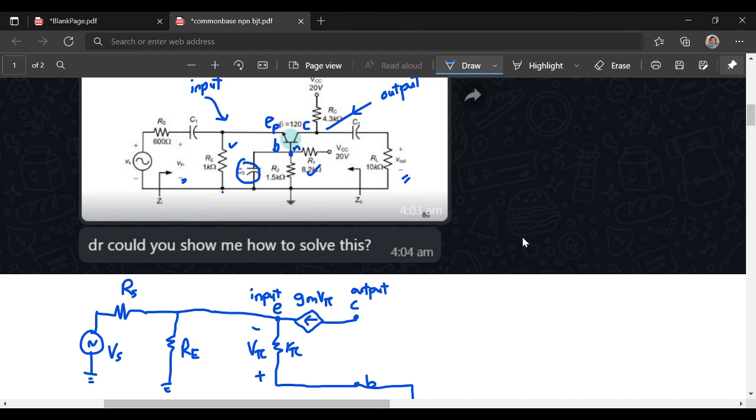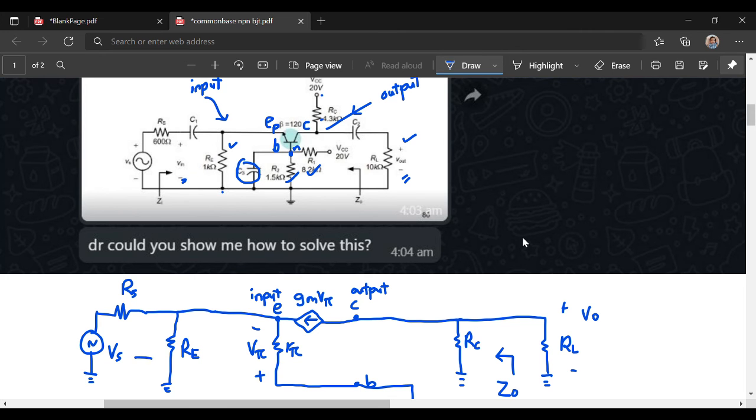So we remove R1, R2, C3, and then at the collector part we have RC going to ground, and then we have RL going to ground as well. Here we have the output. Our Z out is before RL, pointing to RC, and our ZI is pointing to our RE.